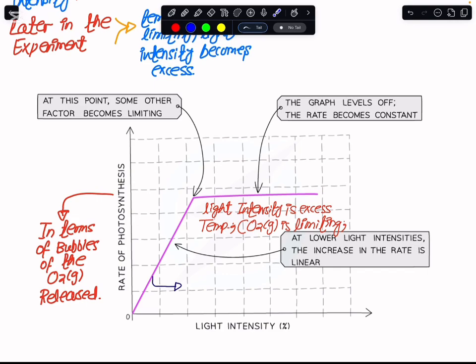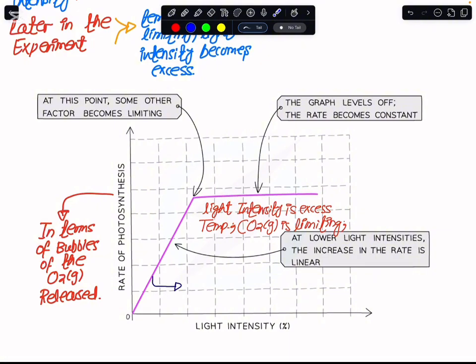You see that as the light intensity is increasing, the rate of photosynthesis is increasing, but beyond this point the rate of photosynthesis does not increase; rather it becomes constant. Even though at all the points on this graph I have a very maximum value of the light intensity, the rate of photosynthesis is not increasing. And we have to see what is acting as limiting and excess in this part of the graph and what is acting as limiting and excess in this part of the graph.